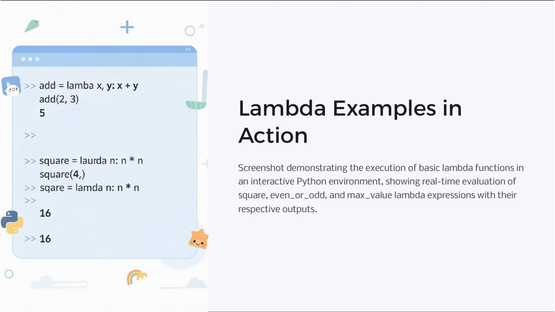Observe how lambda functions operate in real time within an interactive Python environment. The square lambda computes the square of a number, even or odd determines if a number is even or odd, and max value identifies the larger of 2 numbers. These examples illustrate the concise and powerful nature of lambda expressions.